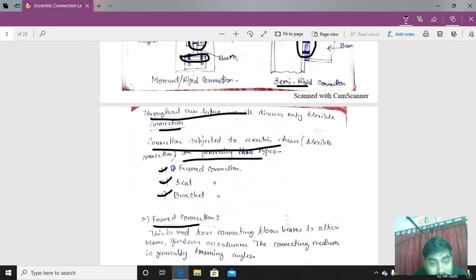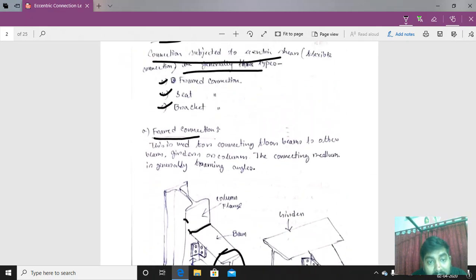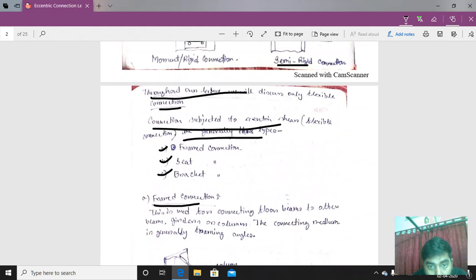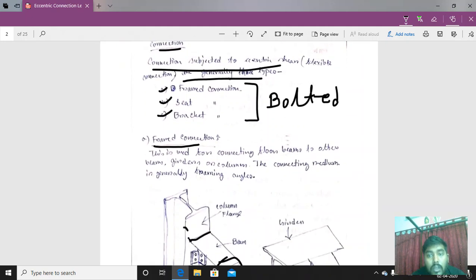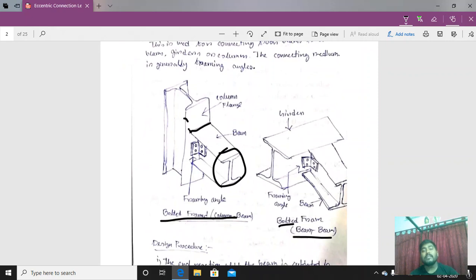As we are first discussing today, the bolted connection. Today we will be discussing only bolted. We will not be discussing welded. We will discuss the welded connection in the next class, in the next lecture. Okay, so we will be discussing only the bolted connection. So here, this is the bolted connection.